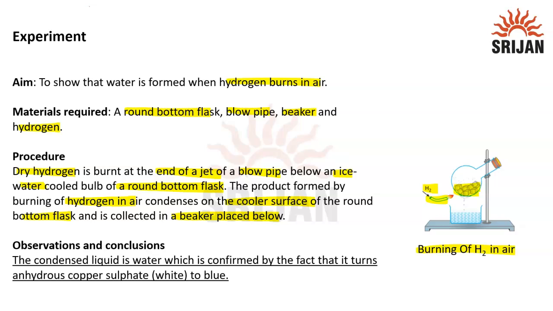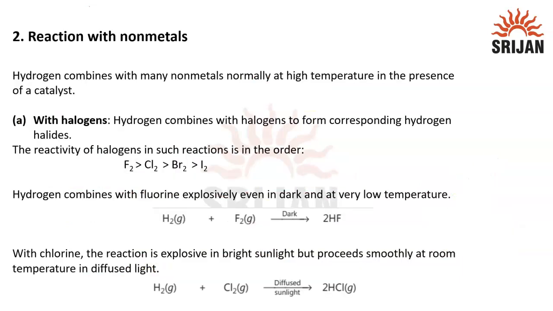And then, as we know that water is going to form, water will move simply towards this beaker. The observation is that condensed liquid is formed, which is confirmed by the fact that it turns anhydrous copper sulfate from white to blue. Then reaction with nonmetals. Hydrogen combines with many nonmetals normally at high temperature in the presence of a catalyst. The first one is with halogens.